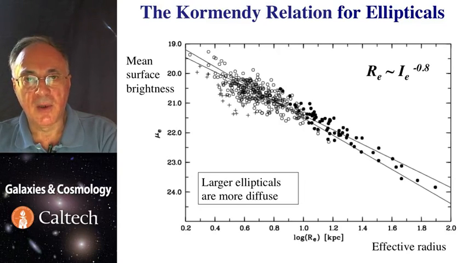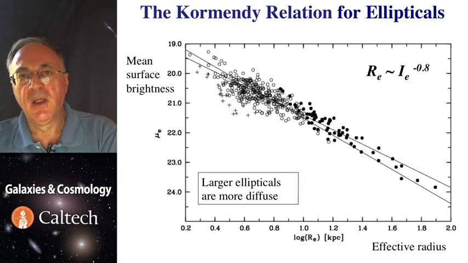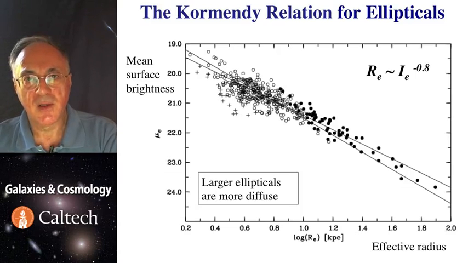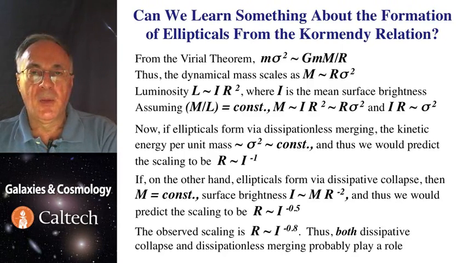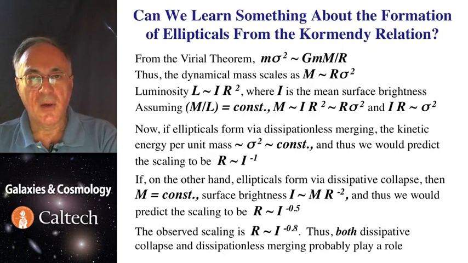This too is a pretty good correlation, roughly a slope of minus 0.8, but it's not a perfect one. It too has a scatter that's larger than what measurement errors suggest, again implying there is a second parameter involved.